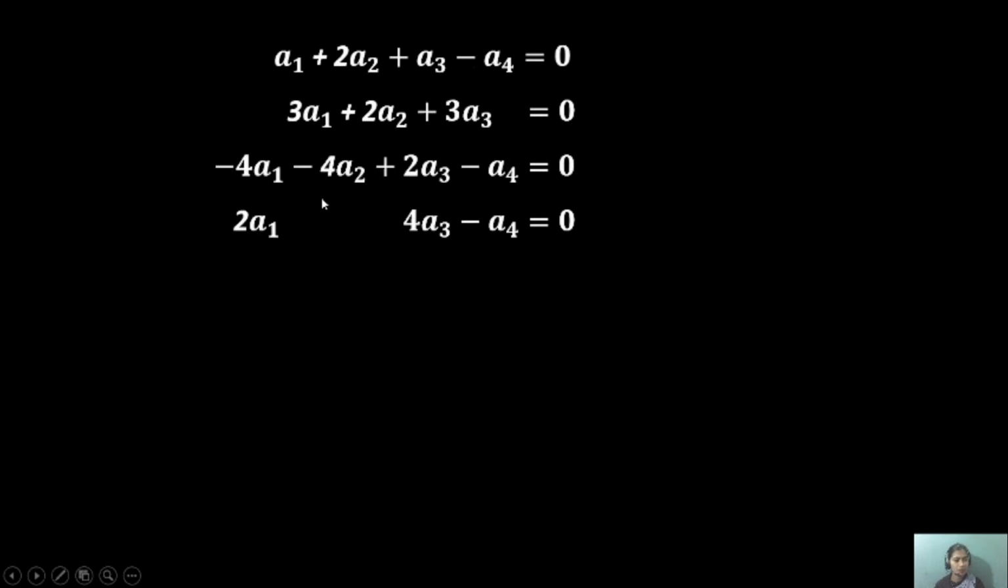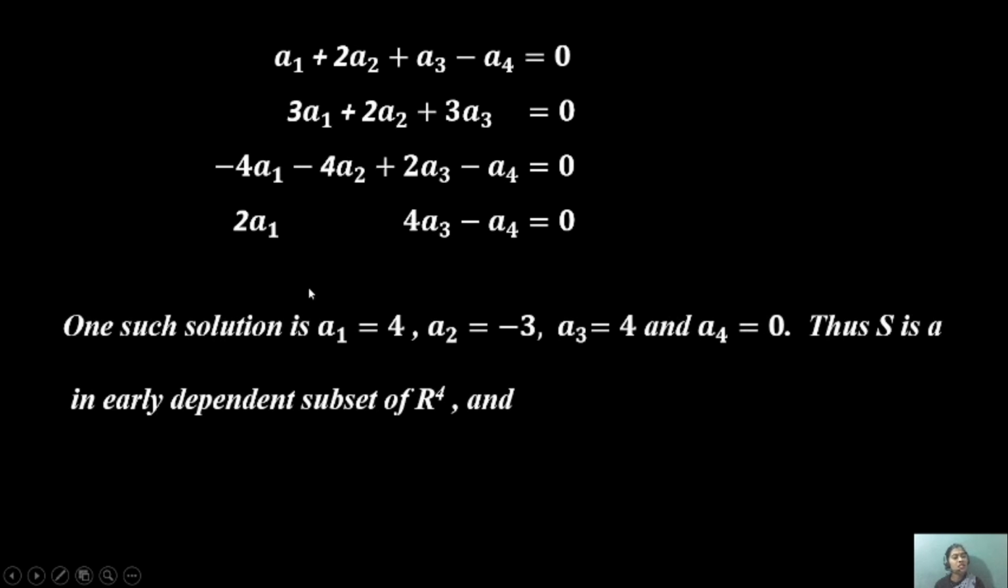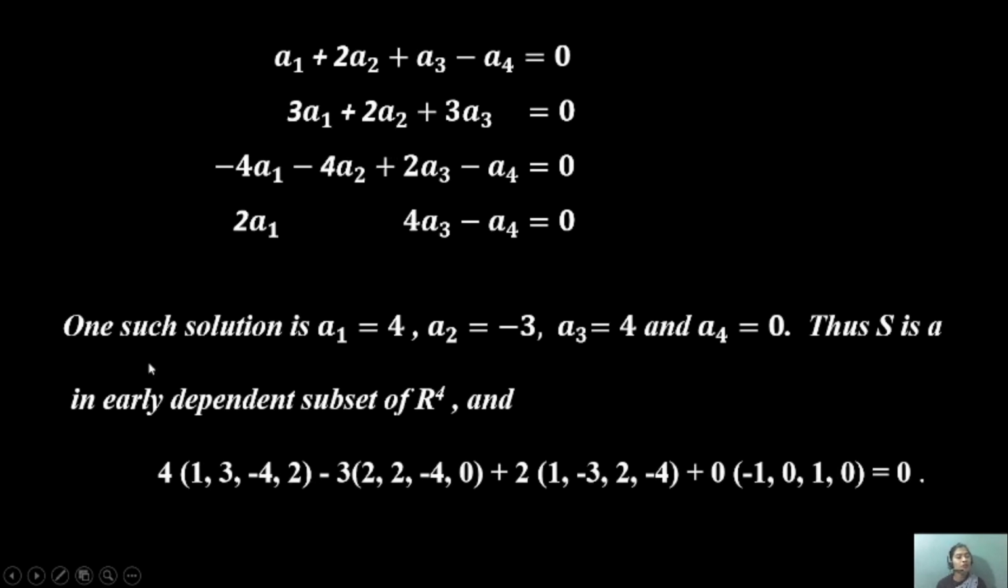After that, one such solution is a1 = 4, a2 = -3, a3 = 4 and a4 = 0. Thus S is a linearly dependent subset of R4, meaning R^4. If solving the equation by using this method, the values generated are a1 = 4, a2 = -3, a3 = 2 and a4 = 0.